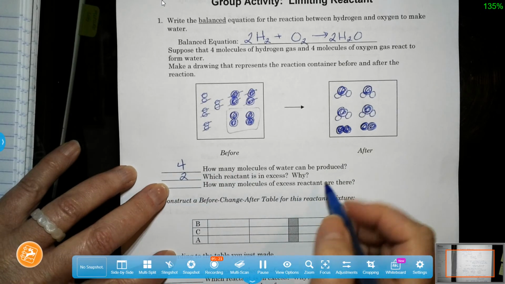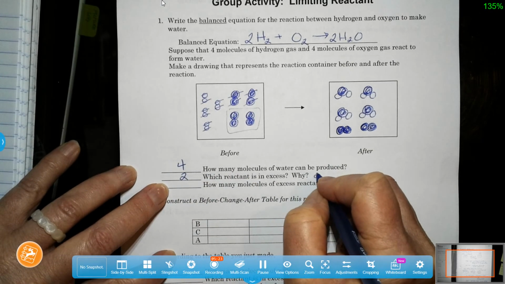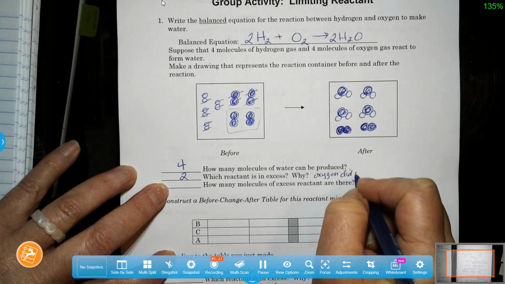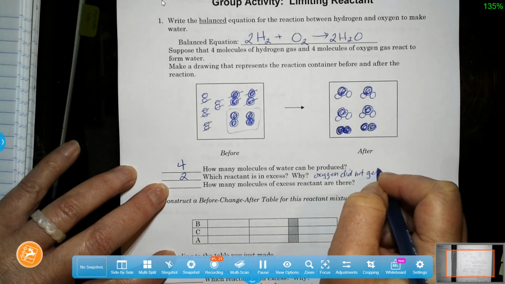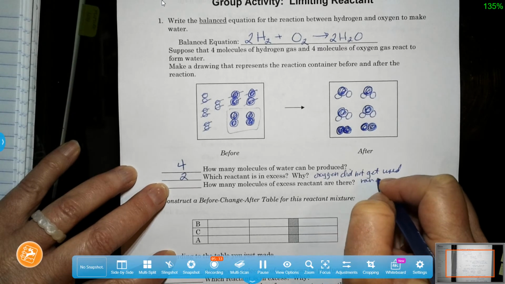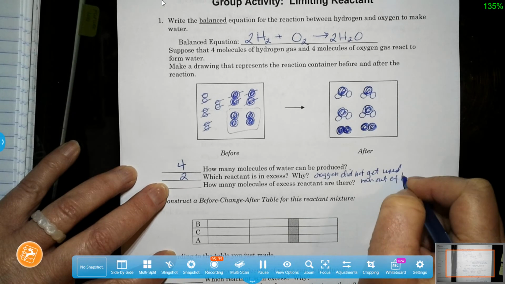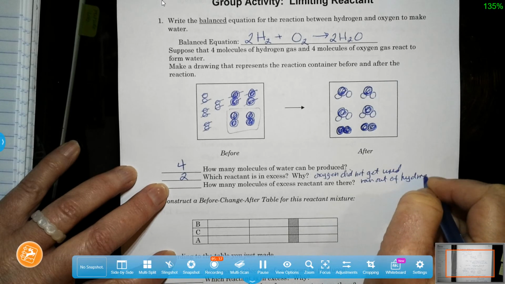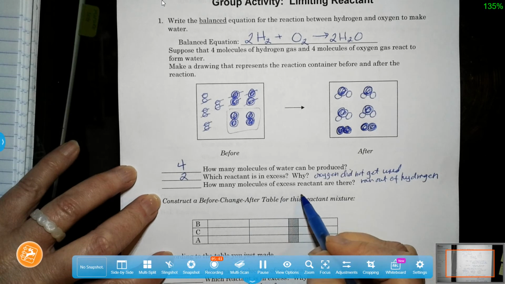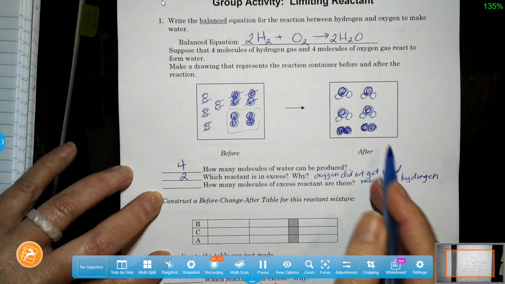Why is that the excess? Because oxygen did not get used, or you could have written ran out of hydrogen. Either one of those would be fine. How many molecules of excess reactant are there? 2.